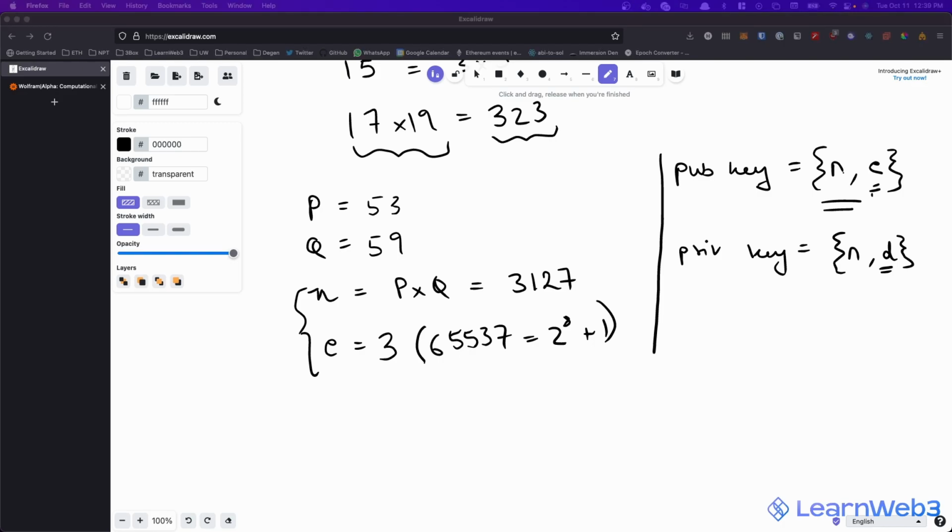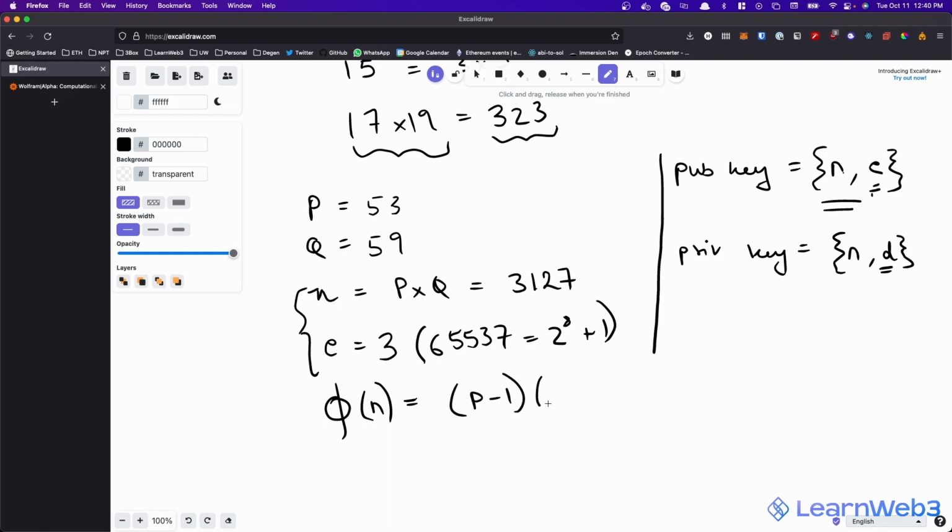Now for the private key, we need to calculate phi of n first, and I'll get into why we do this and what the significance of this number is. But phi of n is a value calculated using p minus 1 multiplied by q minus 1, and in our case it would be 52 times 58, which comes out to 3016.